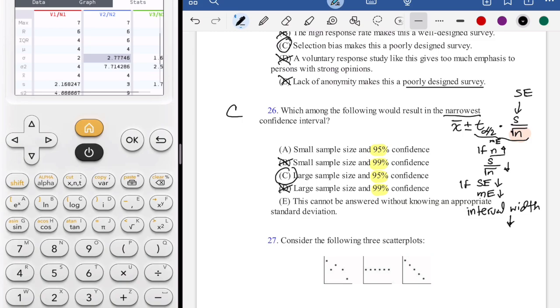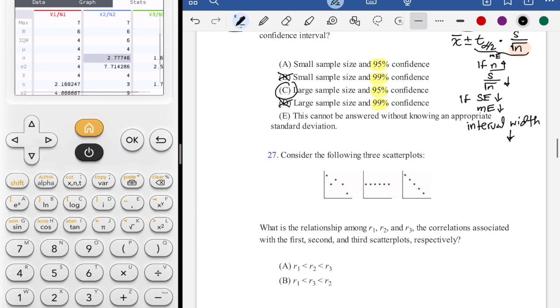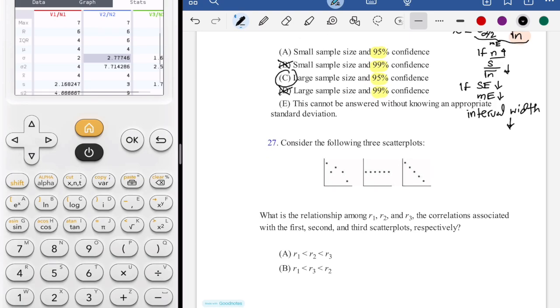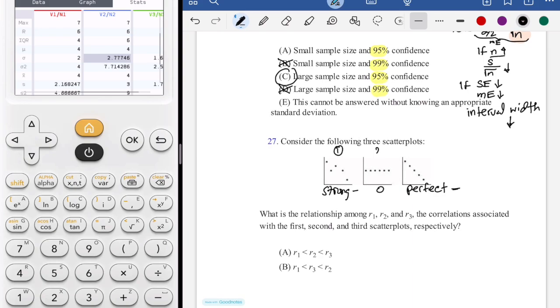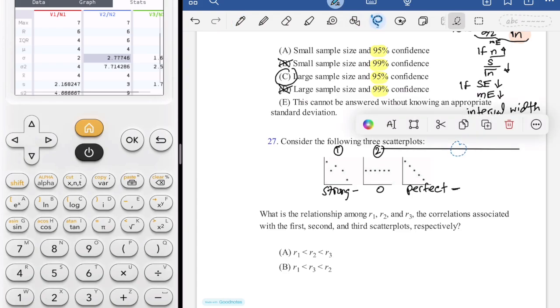All right. For number 27, consider the following scatter plots. Let's see. This is strong negative. This is 0. And this is, I would venture to say, perfect negative. All right, so I'll just make up numbers. So this is the plot 1, 2, and 3.